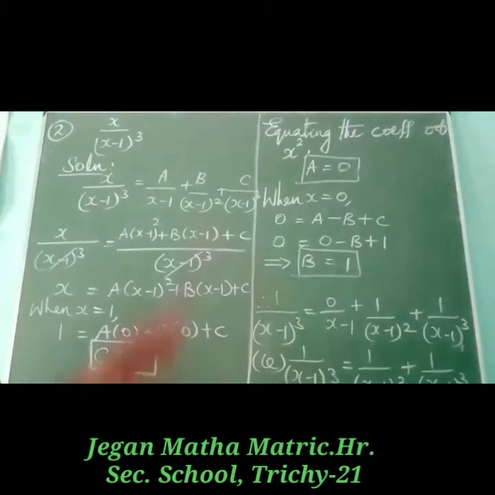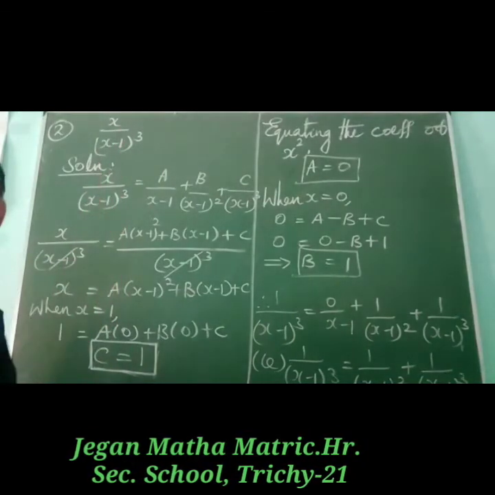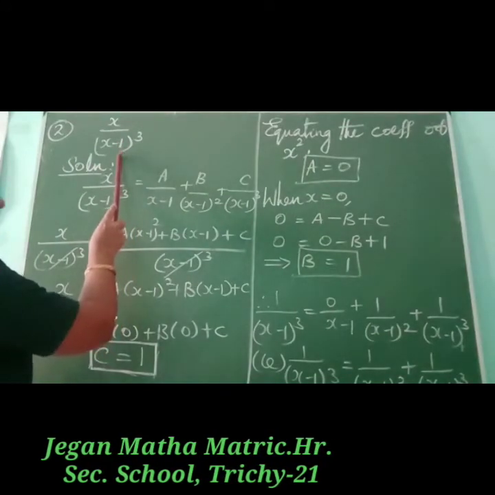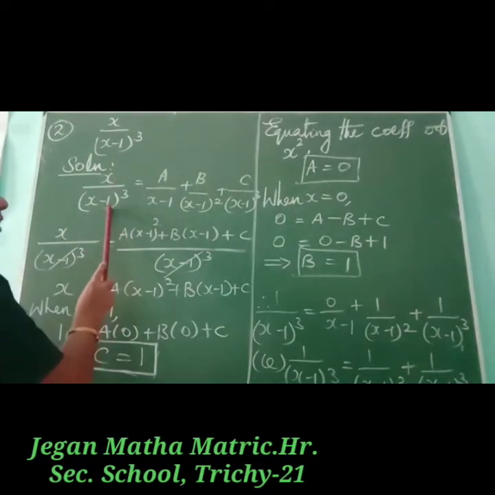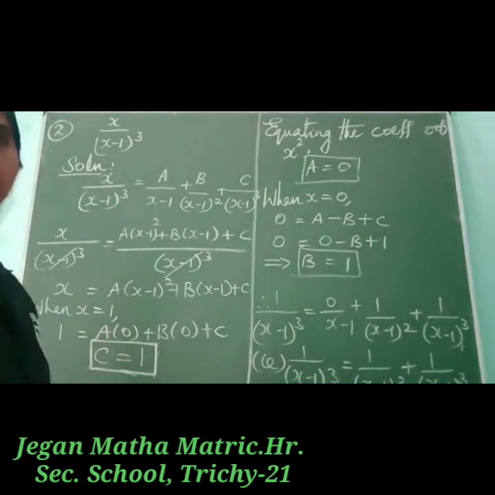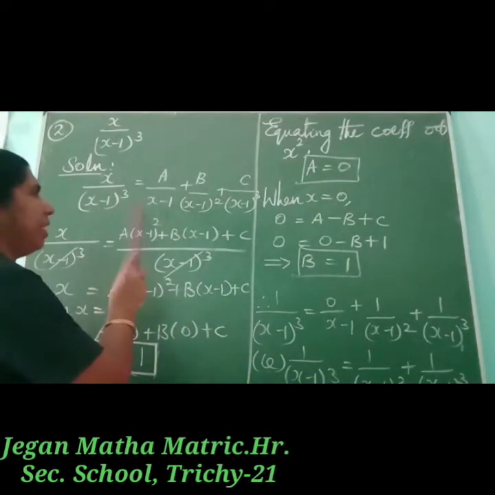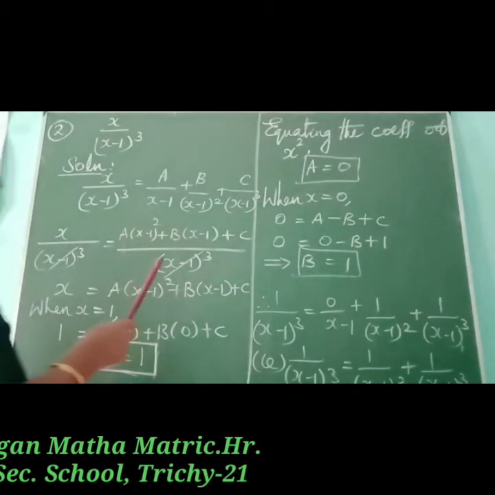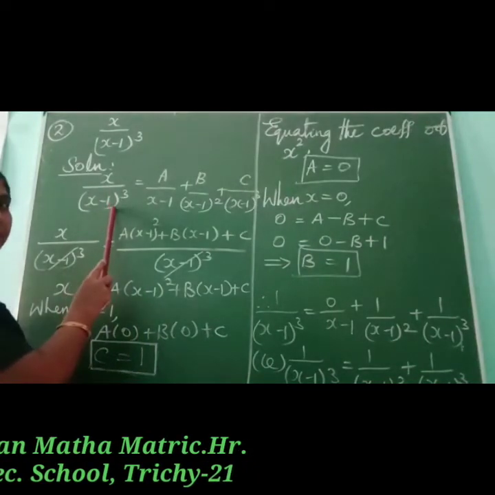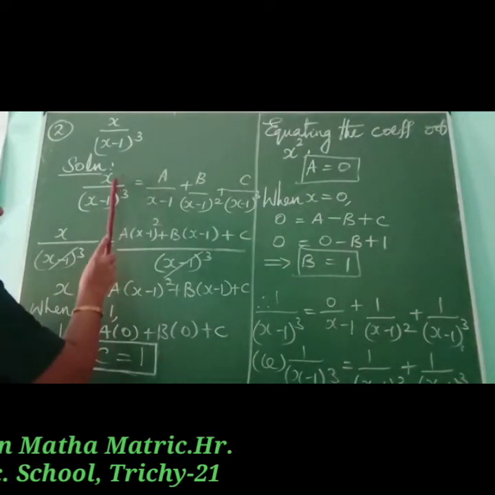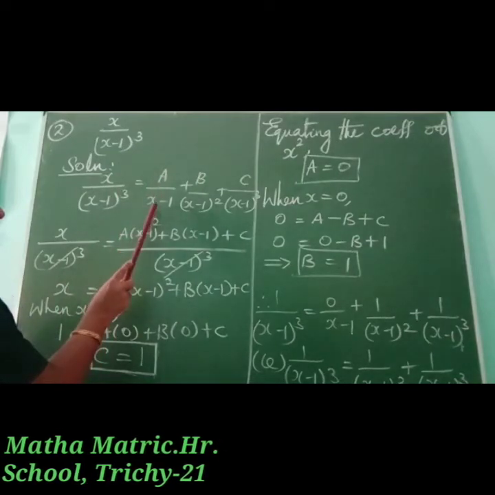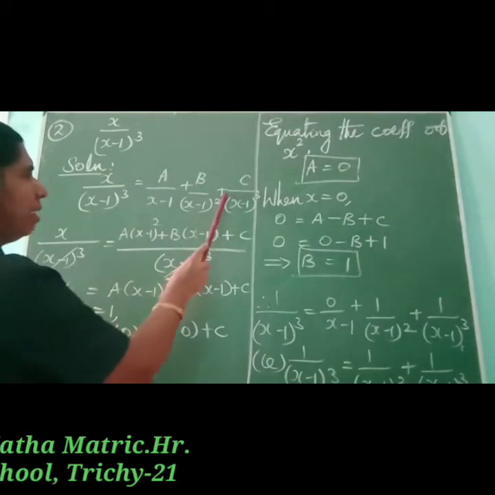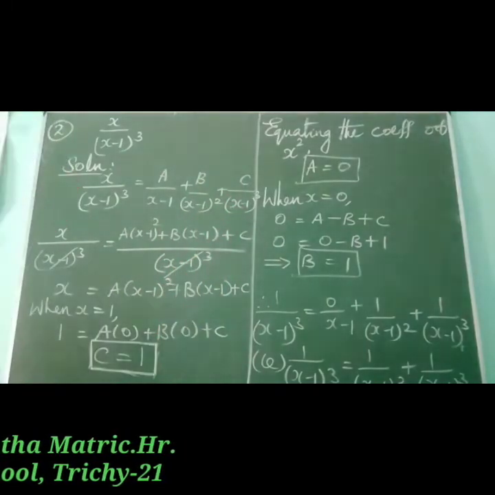Now the next question is x divided by (x - 1) the whole cube. First step, we have to factorize the denominator (x - 1) cubed. When factorizing, we have (x - 1), (x - 1), (x - 1), three times repeated. If any factor is repeated like this, we can split this fraction as A divided by (x - 1) plus B divided by (x - 1) squared plus C divided by (x - 1) cubed.